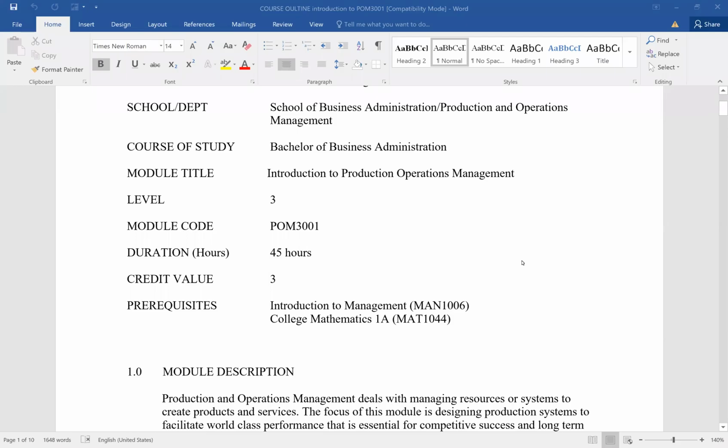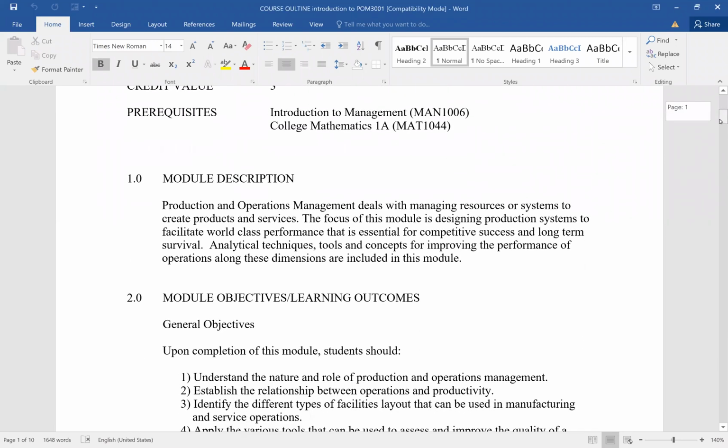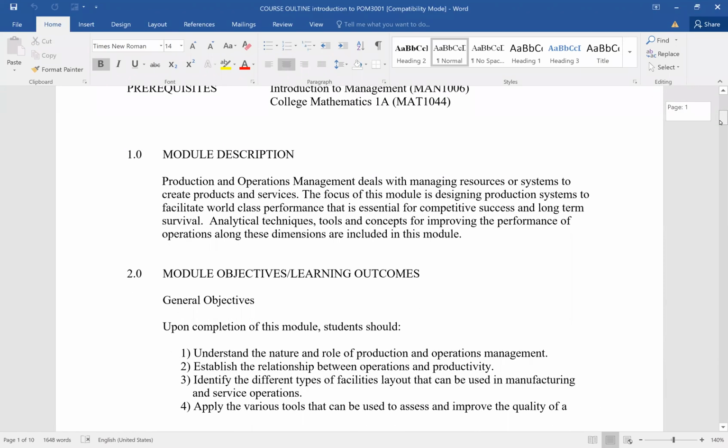Right, so this is a syllabus basically. It's POM 3001, Introduction to Production and Operations Management, and it's a 3-credit course. Your prerequisites are that you should have done Introduction to Management and College Mathematics. The course does have a strong component of mathematics involved, as you will see as we go through the syllabus.